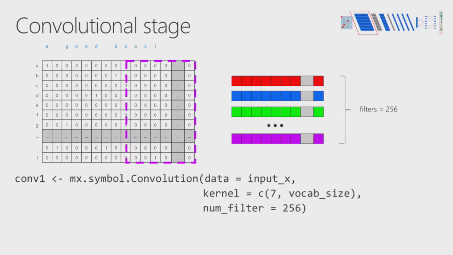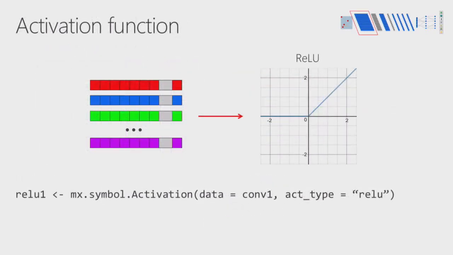So this seems like quite a complicated process, but the code to implement this in MXNet is very simple. We just specify a convolution layer, and we give it the input matrix, input X, and we specify our kernel size, which is width 7, and height of our vocab size, which is actually the number of letters in our alphabet, and the number of filters, 256. Now, just like in a standard neural network, you need to pass the output of each unit through a nonlinear activation function. And here we'll use rectified linear units, and the code to do this is extremely simple. But notice how we pass the output of the previous layer into the data parameter here. So we're starting to create that network graph.